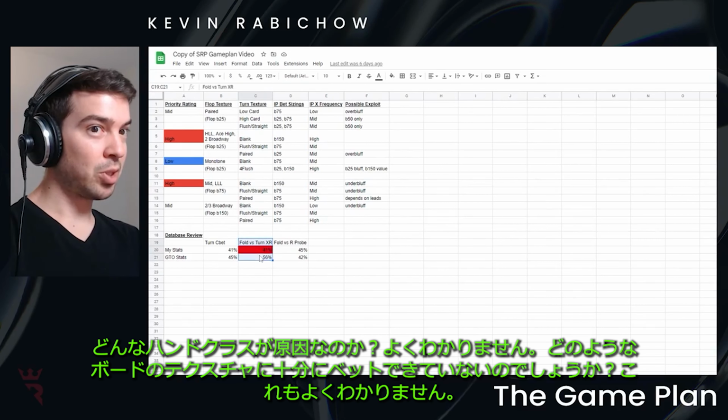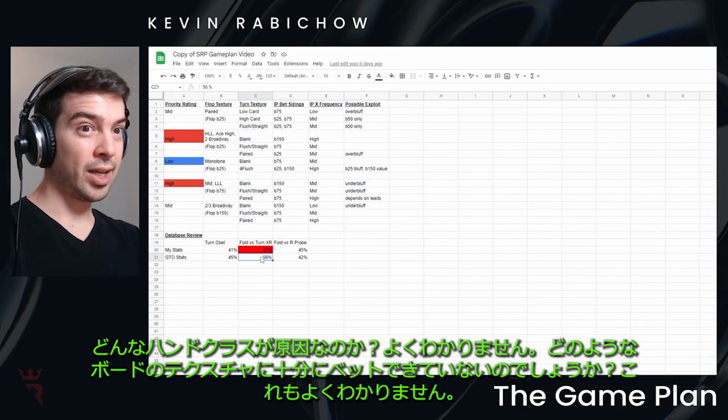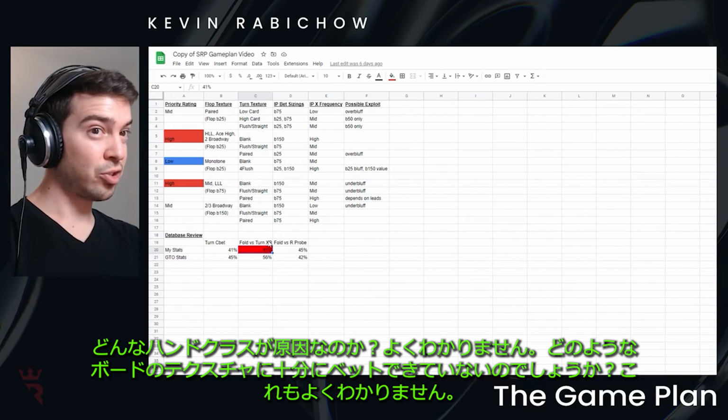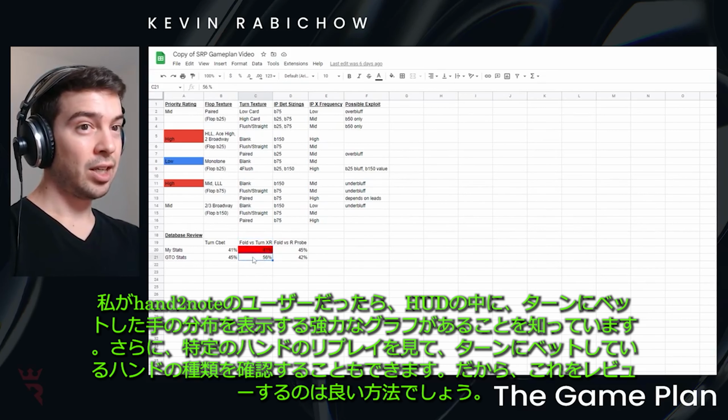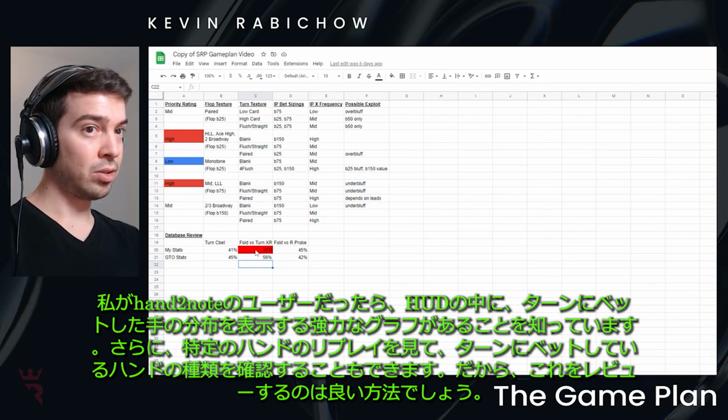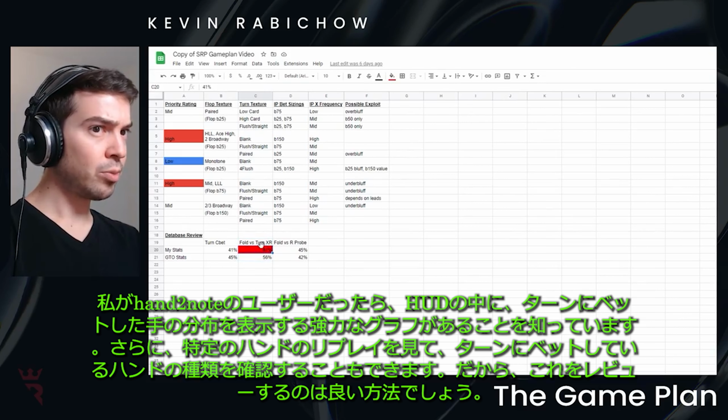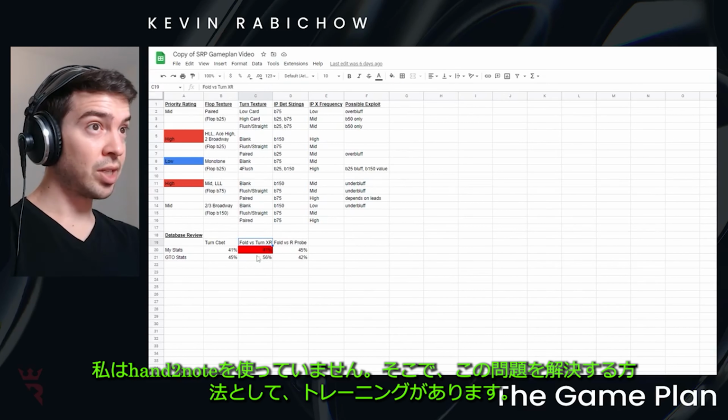What hand classes might be causing this? I'm not sure. What board textures am I not betting enough? Again, I'm not sure. If I was a Hand2Note user, I know that they have some pretty powerful charts within the HUD that can show the distribution of hands that's betting the turn. And you could even look at your specific hand replays for the types of categories of hands that you are betting on the turn. So that would be a good way to review this. I don't use Hand2Note.